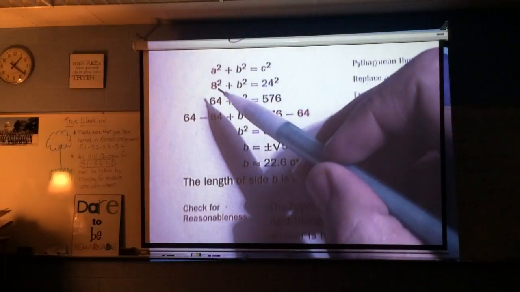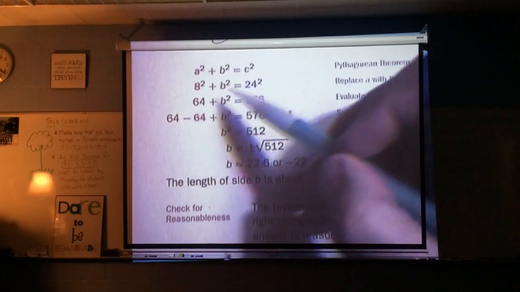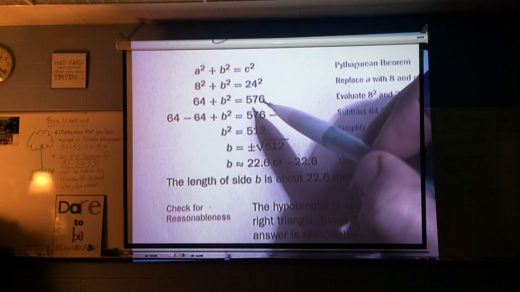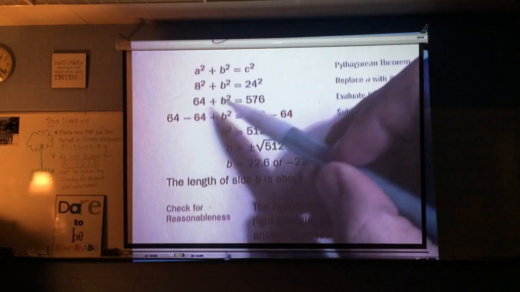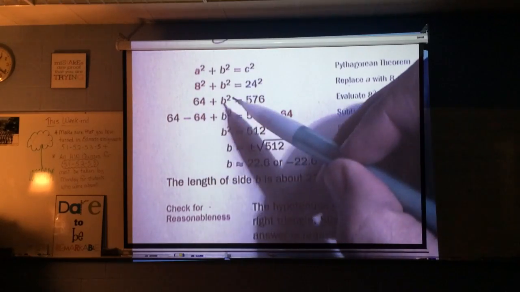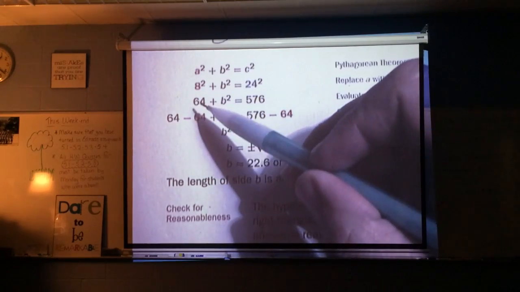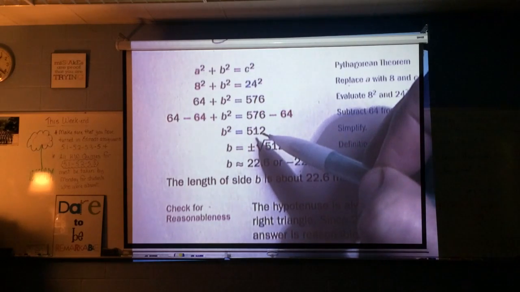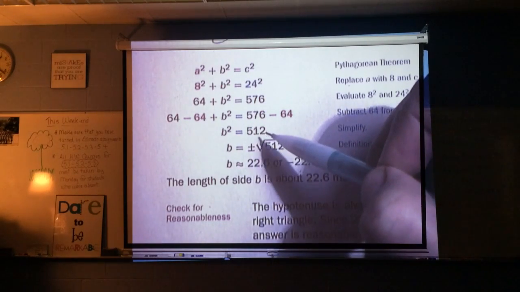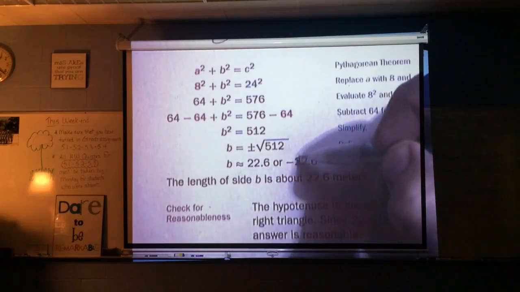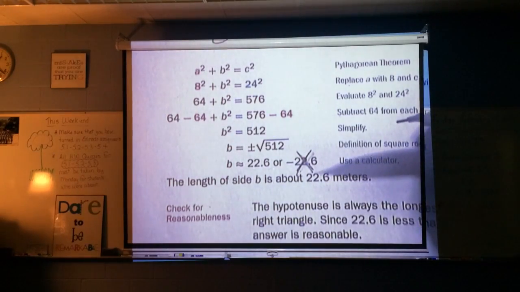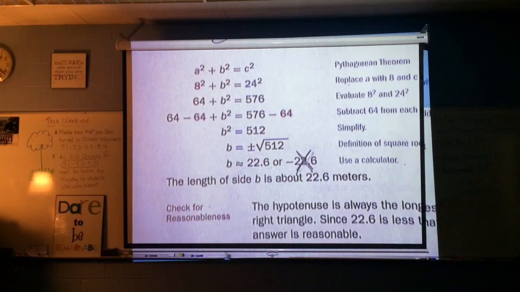Again, do your exponents first. 8 squared is 64, 24 squared is 576. This time, however, notice that we're not just adding the two together, we're trying to solve for b. Since I'm trying to solve for b, I'm going to have to subtract 64 from both sides. When I do that, I'm left with 512. Now I can take the square root. Again, ignore the negative one because it doesn't make sense to have a negative amount for a distance.